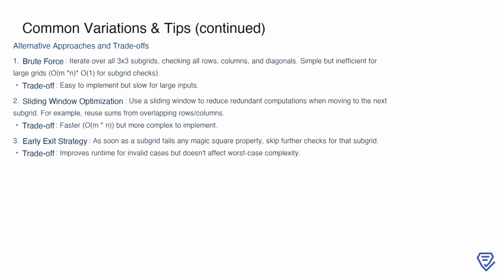A more optimized approach is the sliding window technique. Here, you can reuse sums from overlapping rows or columns as you move across the grid, which reduces redundant computations. While this makes the solution faster, with time complexity reduced to m*n, it does come at the cost of increased implementation complexity. Another useful strategy is incorporating an early exit mechanism. For instance, as soon as a subgrid fails any magic square property, you can skip further checks for that subgrid. This improves runtime for invalid cases, though it doesn't change the overall worst-case complexity. Each of these approaches has its place depending on the constraints and priorities of the problem you're solving.